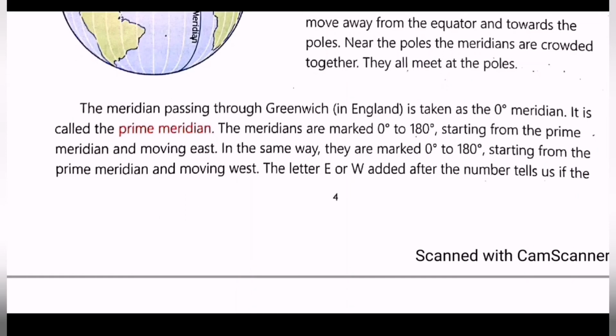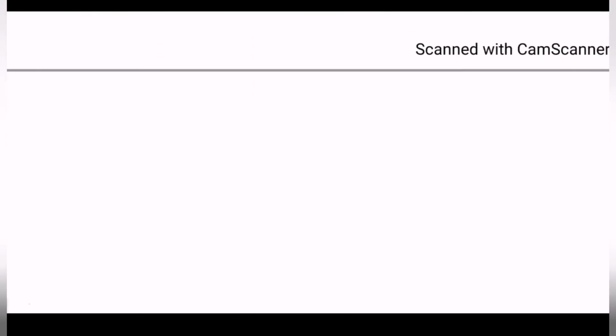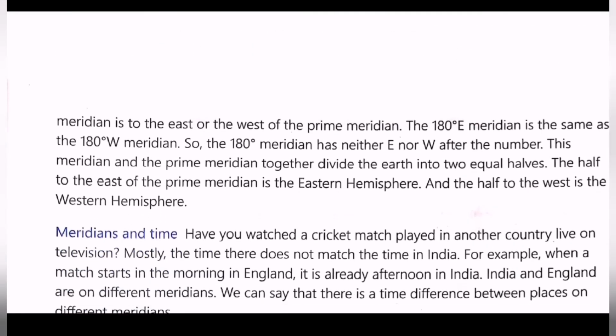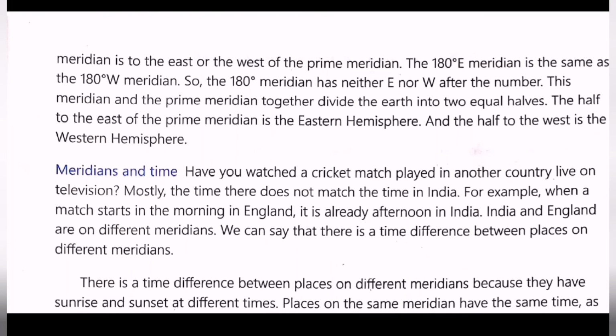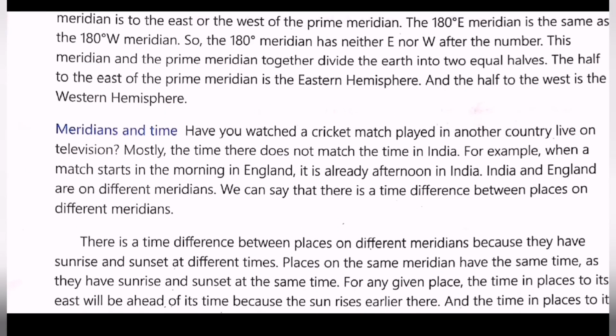In the same way, they are marked 0° to 180° starting from the prime meridian and moving west as well as east. The letters E and W added after the number tell us if the meridian is to the east or the west of the prime meridian. So it moves towards the east direction as well as towards the west direction.